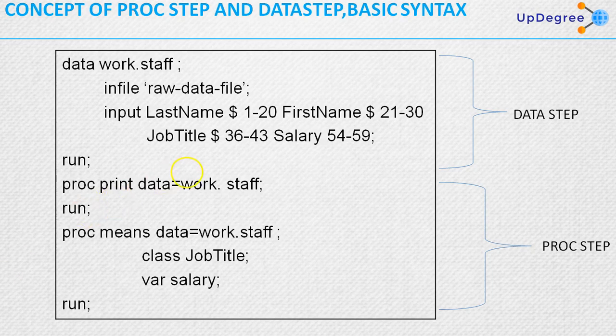Another is proc means. Proc means is used to display the descriptive statistics of our data. This is displayed only with respect to the numerical variables. If we have numerical variables in our data, then only the descriptive statistics of those variables are displayed. And here in this data step, we have imported our data. So these are certain examples we have shown about the data step and proc step.